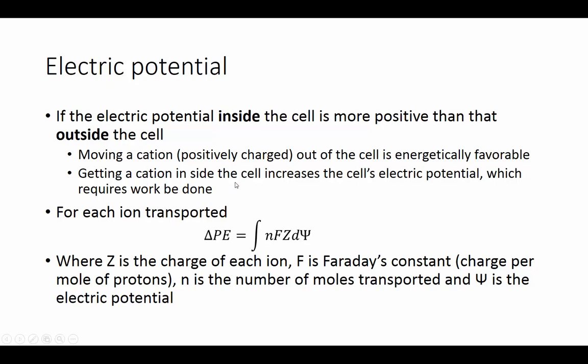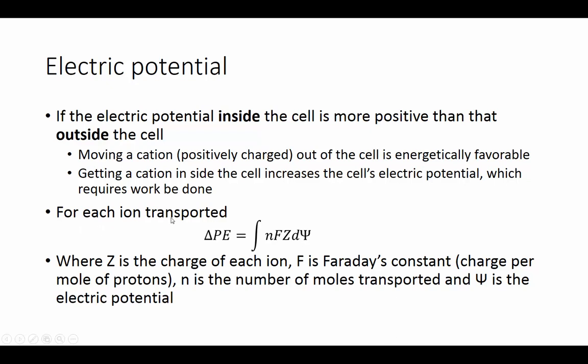Getting a cation in increases the electric potential, which requires work to be done. So it's basically like concentration. You're going up the gradient, so you need to do some work. And often in cells that requires the spending of some ATP currency.